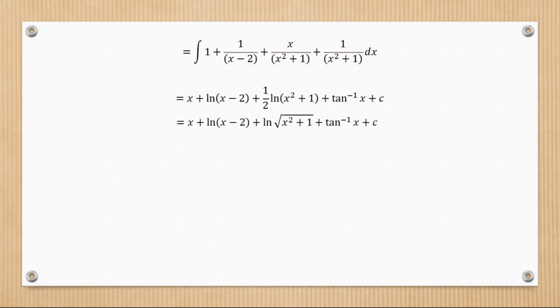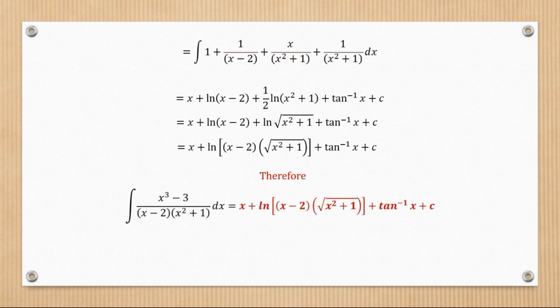Now I can simplify this further. I can actually see that this half can be made a power of this bracket, so it will be equal to (x squared plus 1) to the power half, which is the same as the root of x squared plus 1. And as you can see, ln plus ln is the same as ln of their product. So it's the same as ln of x minus 2 times the root of x squared plus 1. And that is how it will look.